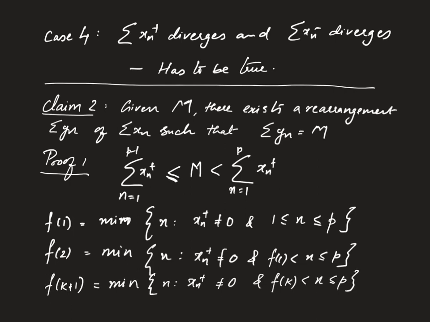Of course, this is not an infinite process, but a finite process because at most we can find p many points. But we might end up before this because the number of non-zero terms among x1 plus, x2 plus, etc. up to xp plus might be less than p. So we might stop before p. But we still have the function f defined up to some stage at this point itself. Let's say that we have defined it till f of m1.